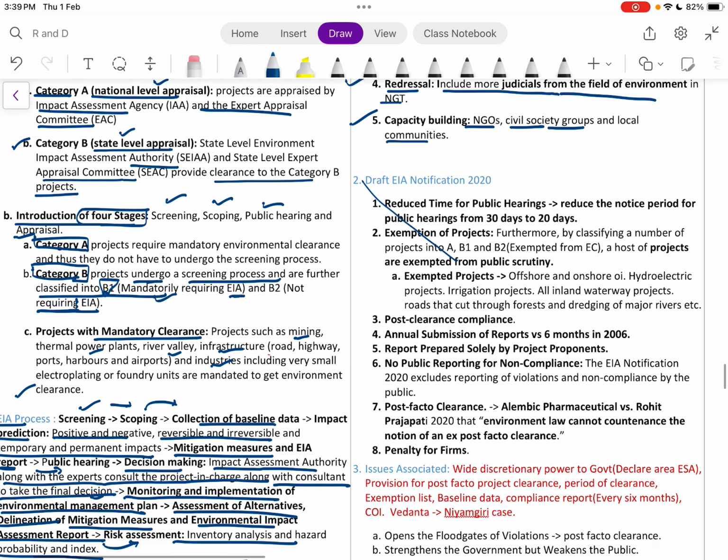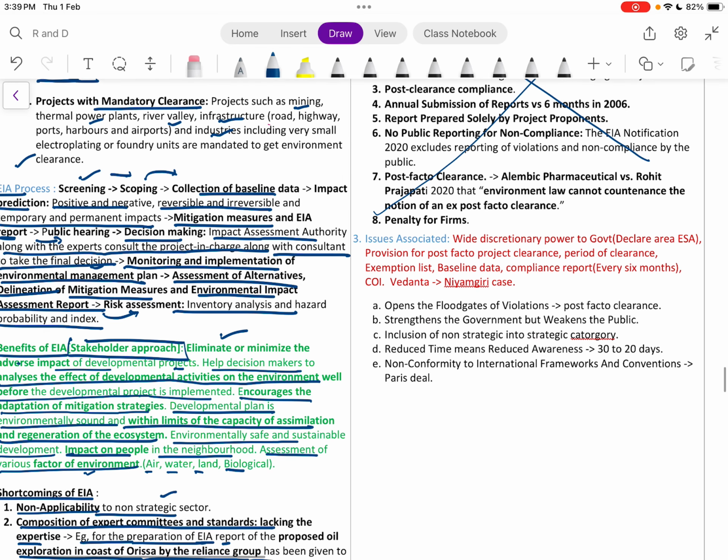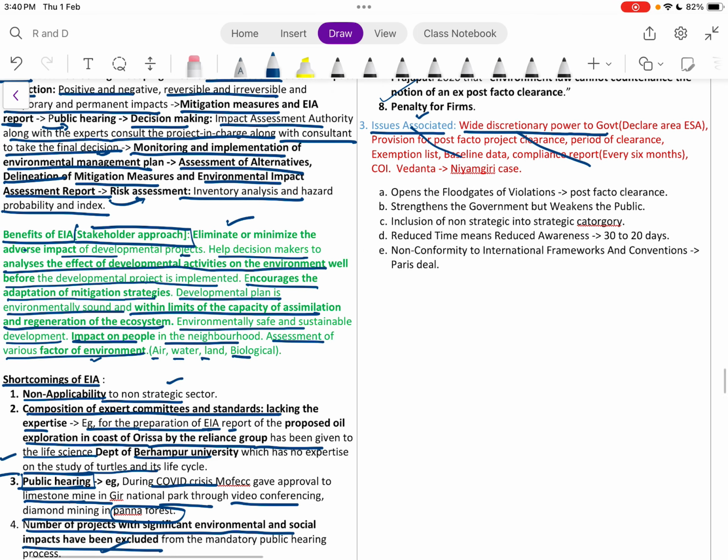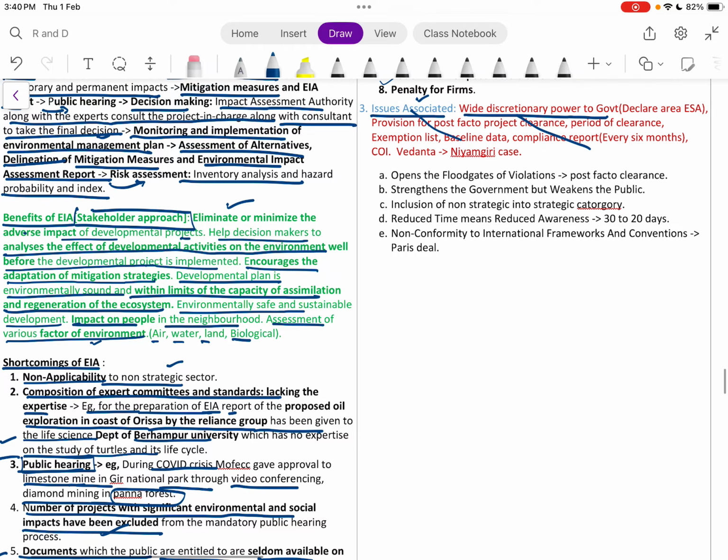It is in the draft stage, so we do not remember them. Issues associated: why discretionary power to the government? This is for the same draft. So the draft we did not study anymore.